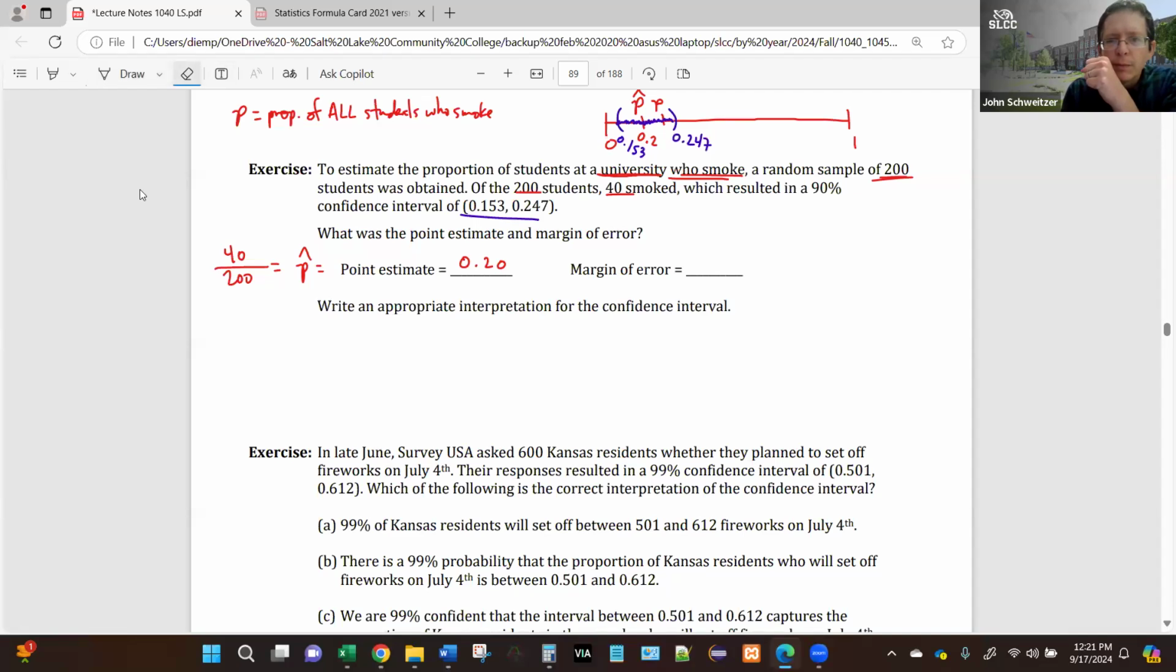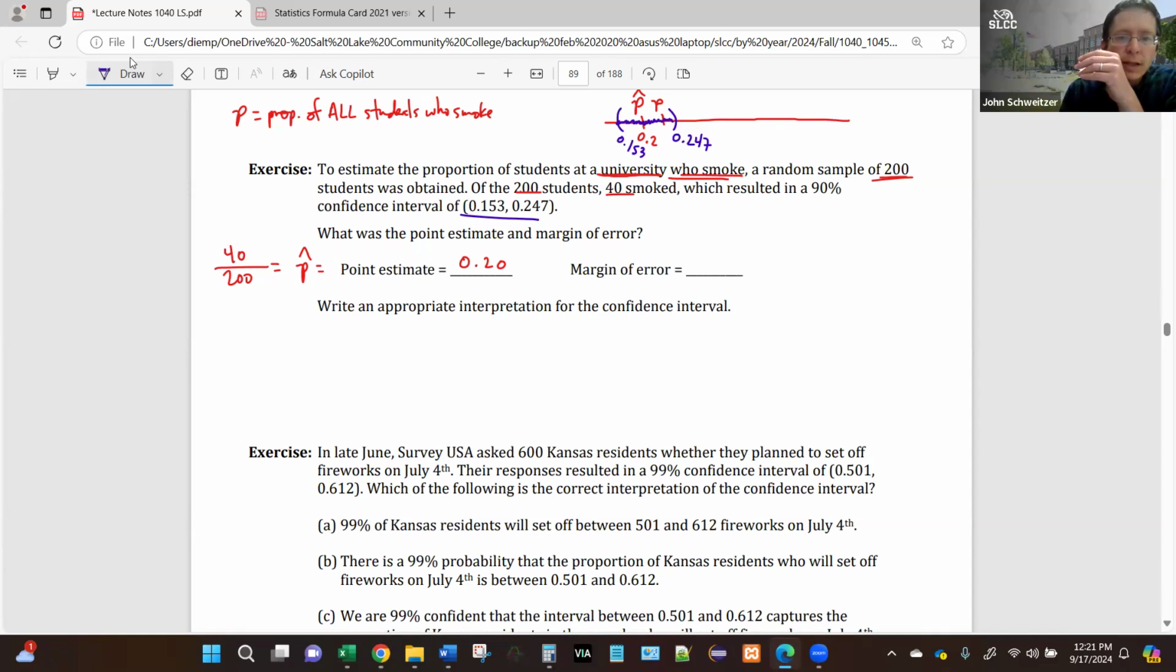Let me make some space here. It's kind of small. Does that make sense? So we've got this plausible range of values ranging from about 15% all the way up to about 25%. So it's plausible that it could be as few as 15% of students who are smoking, or it could be as many as 25% smoking.